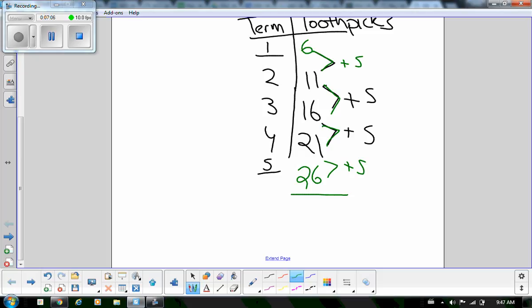Plus 6 is 33. Plus 21. 33 plus 21, 54. I'm adding the 20, adding the 1, 54. 54 plus 26. Let me add my 20 because I always do my tens row. 54 plus 20, 74. 74 plus 6 is 80. Total is 80.